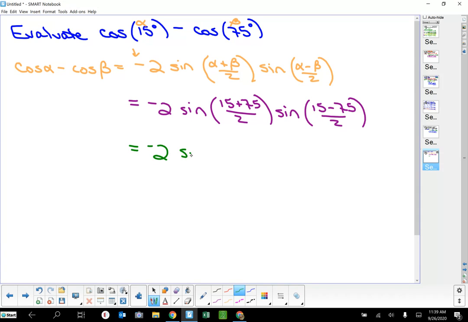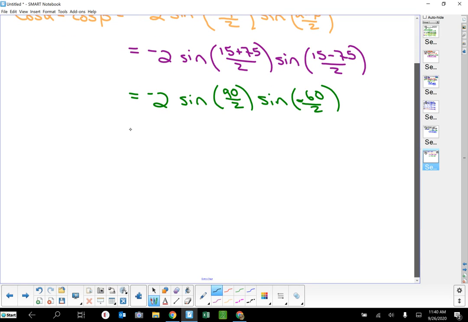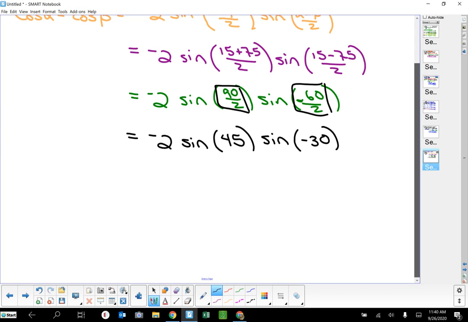is negative 2 sine 90 over 2 sine, what is that, negative 60 over 2. And be careful, right? 15 minus 75. Make sure you catch that negative on there because that affects our angle measure, which then affects what you're going to do with it. So we have negative 2 sine 90 over 2 is 45. And then sine negative 60 over 2 is negative 30.